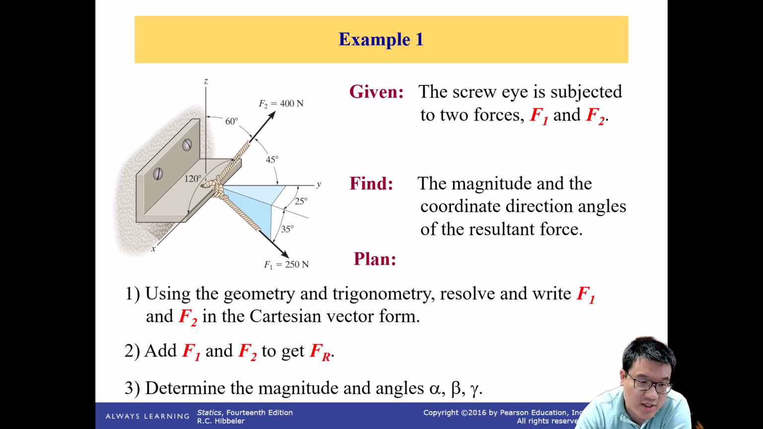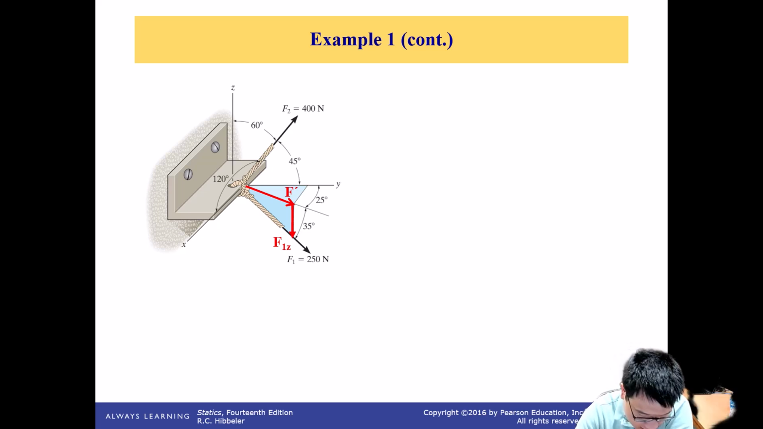Here are 3 steps. First, use geometry and trigonometry to resolve F1 and F2 into Cartesian vector form. Then add F1 and F2 to get FR, because this question requires us to find the magnitude and the coordinate direction angles of the resultant force. And then we can determine the magnitude and also the angles alpha, beta and gamma. With this in mind, let's get started.